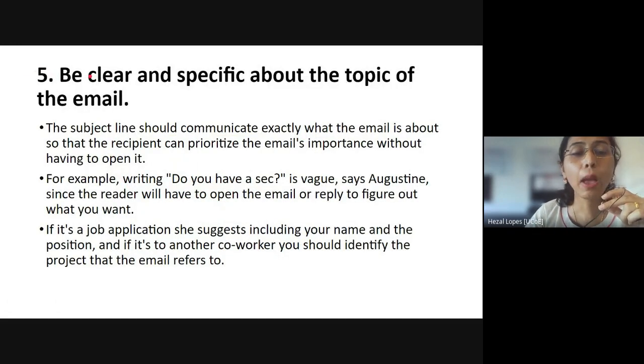My point number 5, be clear and specific about the topic of the email. The subject line should communicate exactly what the email is about so that the recipient can prioritize the email's importance without having to open it. You have to identify what you exactly want to communicate and write those words. For example, writing "Do you have a second?" is vague, says Augustine, as per the research, since the reader will have to open the email or reply to figure out what you want to say. If it's a job application, she suggests including your name and your position, and if it is to another coworker, you should identify the project that the email refers to.